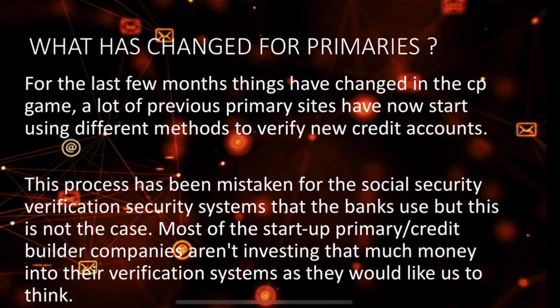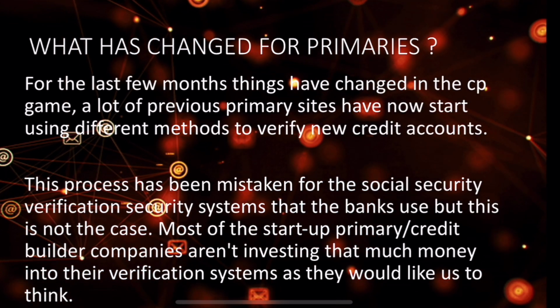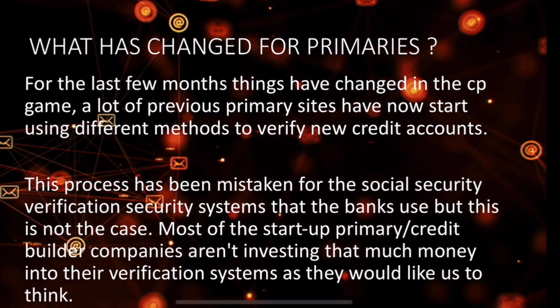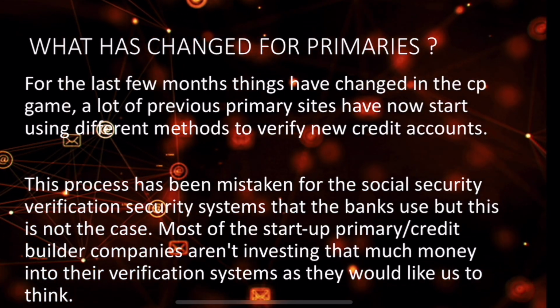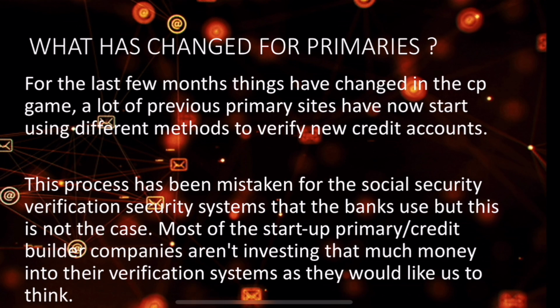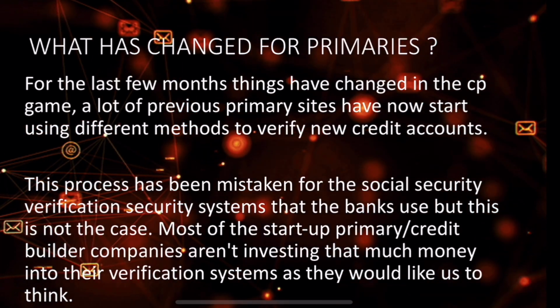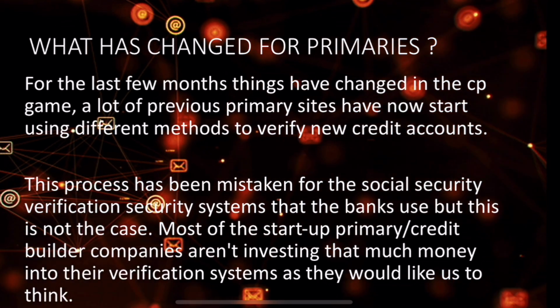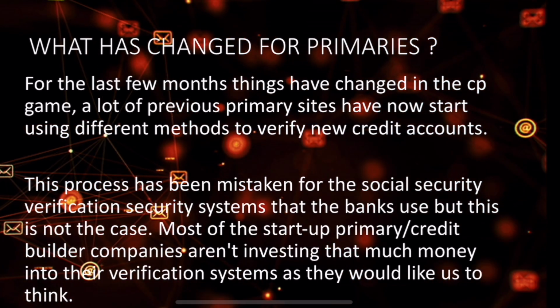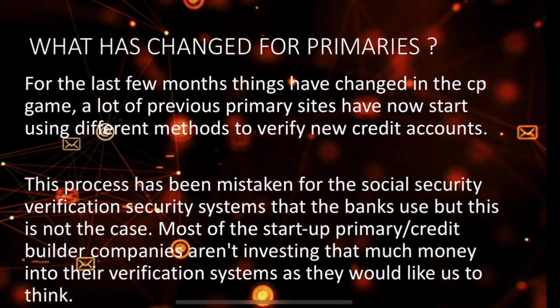So what has changed for primaries? For the last few months, things have changed in the CP game. A lot of previous primary sites have now started using different methods to verify new credit accounts. This process has been mistaken for the Social Security verification security systems that the banks use, but this is really not the case. Most of the startup primary credit builder companies aren't investing that much money into their verification systems as they would like you to think.